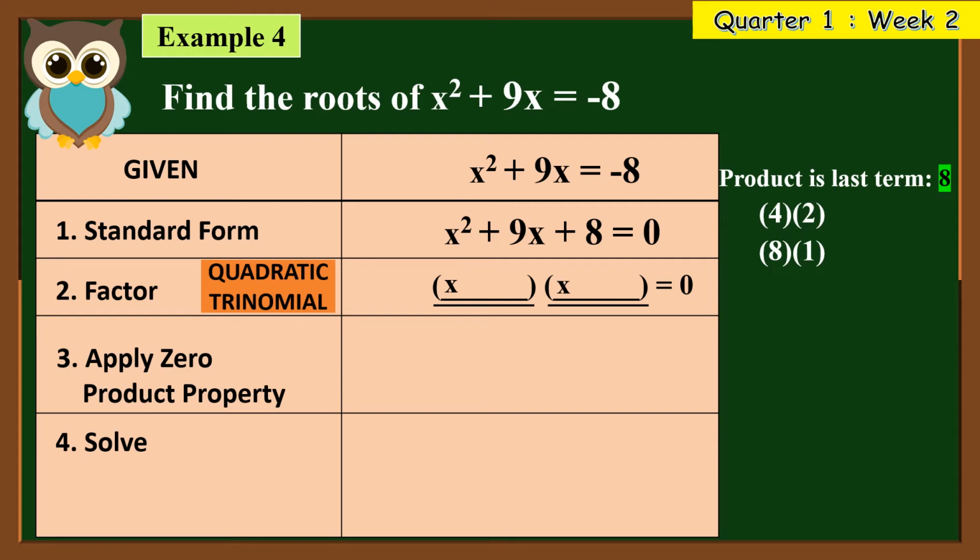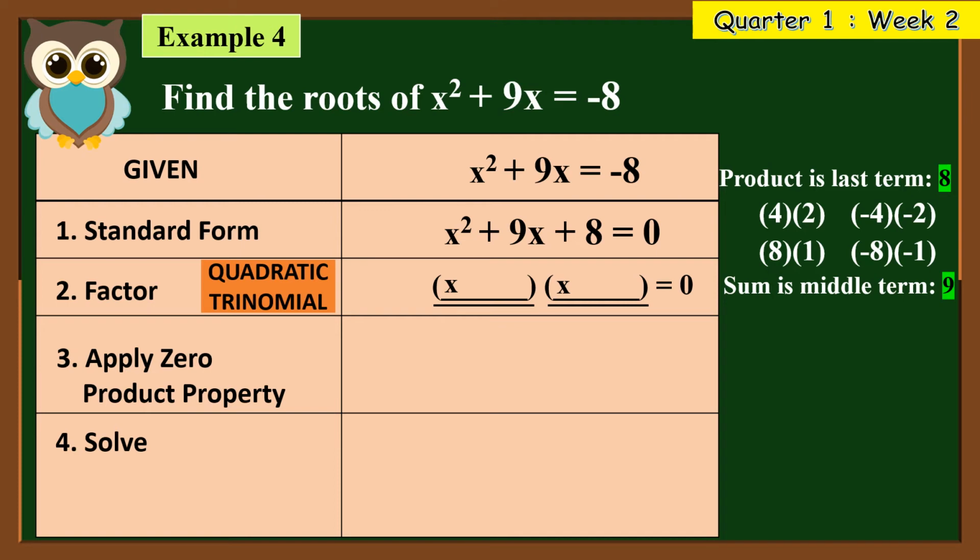So here they are. We have +4 multiplied by +2, +8 multiplied by +1. We also have -4 and -2, and also -8 and -1. Now, look at the middle term. The sum of our middle term is 9. Among these four different factors with a product of +8, we will choose the one that has a sum of +9.